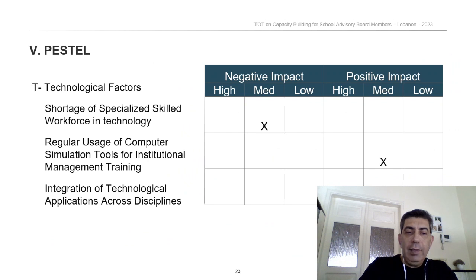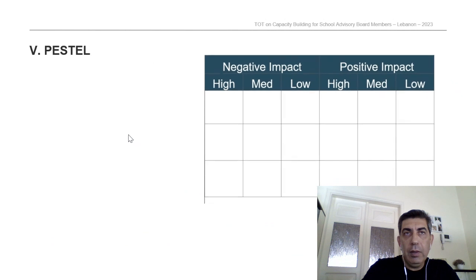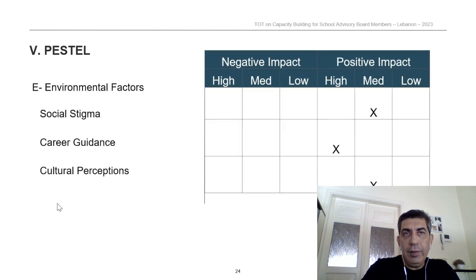For the technological environment, I present the following three factors: shortage of specialized skilled workforce in technology, regular usage of computer simulation tools for institutional management training, integration of technological applications across disciplines. Environmental factors: we have the social stigma, career guidance, and cultural perceptions.